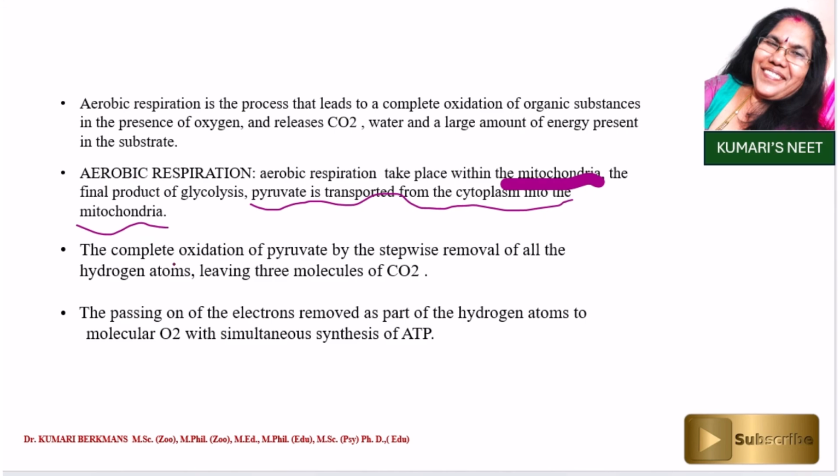Okay, the complete oxidation of the pyruvate, stepwise removal of all the hydrogen atoms, leaving 3 molecules of carbon dioxide, we will see in the next class. Okay, the passing of the electrons removed as part of the hydrogen atom to molecular oxygen. A detail of this we will see in the next class. Okay, this is just a hint I am giving here of what we are going to see in the next class. Okay, that is the Krebs cycle.